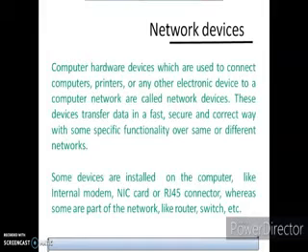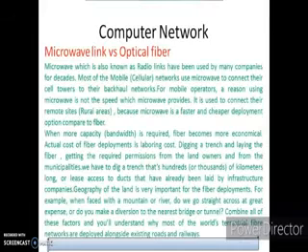Okay. Now what are computer hardware devices? Hardware devices which are used to connect computers, printers or other devices are known as hardware devices or network devices. These devices transfer data in a fast, secure and correct way. Some devices are installed on the computer like your LAN card or NIC card. RJ45 connector, you have seen a white color jack on the LAN cable, that is the RJ45 connector, whereas some parts of the network are like routers and switches.